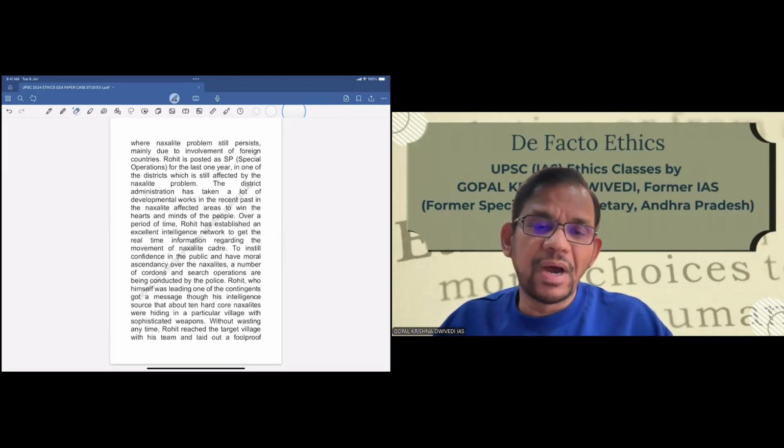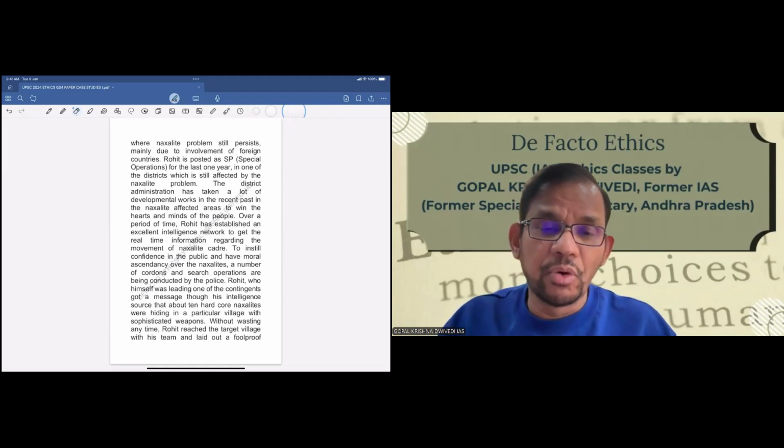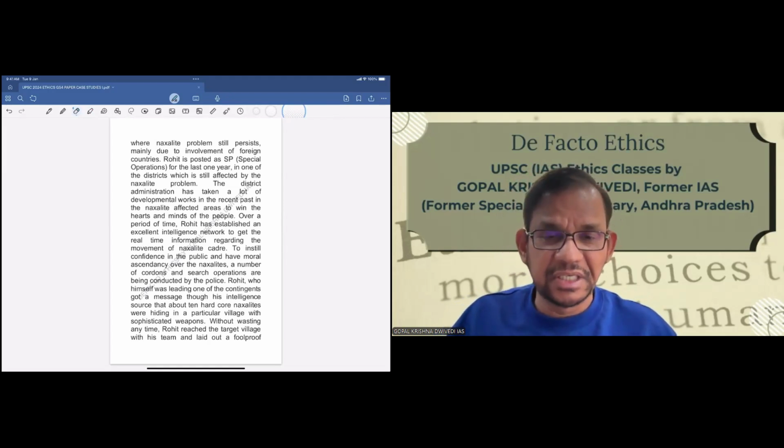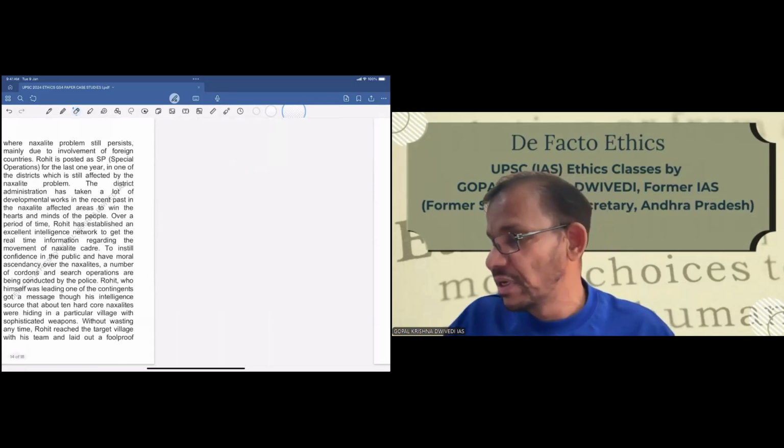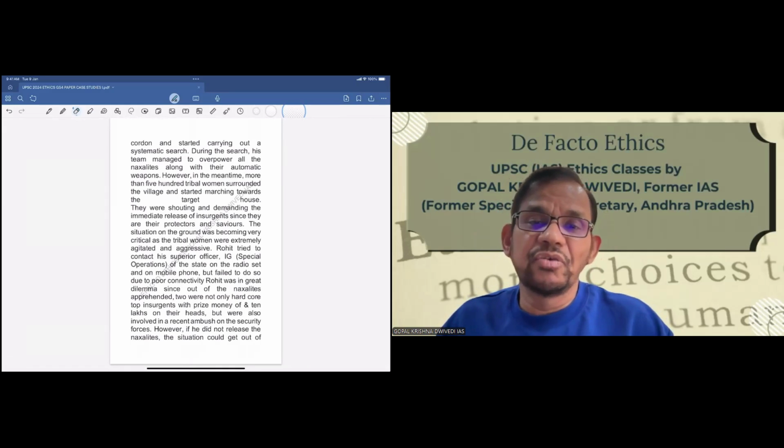Rohit, who himself was leading one of the contingents, got a message through his intelligence source that about 10 hardcore Naxalites were hiding in a particular village with sophisticated weapons. Without wasting any time, Rohit reached the target village with his team and laid out a foolproof cordon and started carrying out a systematic search. During the search, his team managed to overpower all the Naxalites along with their automatic weapons.